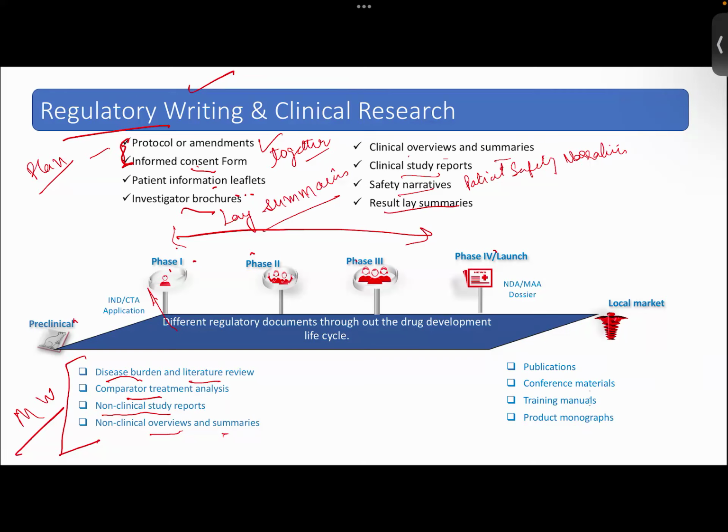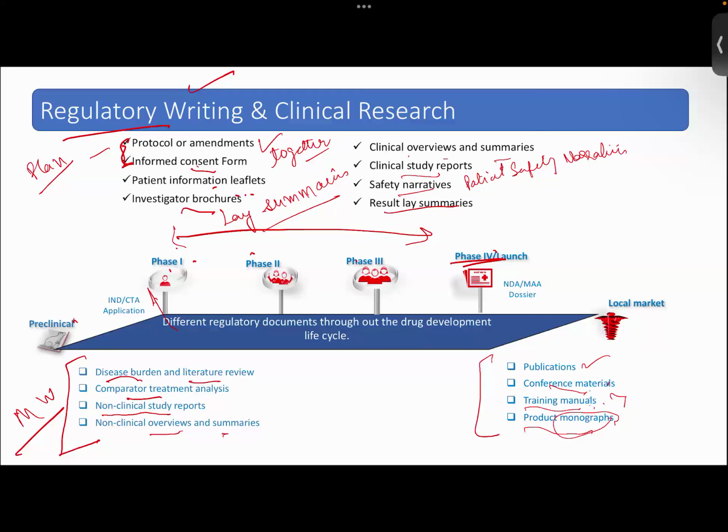So these are the documents that you work on in medical writing. Okay, now you have launched the drug. It's in the market. Very good news. Here also you prepare a lot of other stuff: publications, manuscripts, conference material, training material, product monograph. The last one is more on the commercial side.